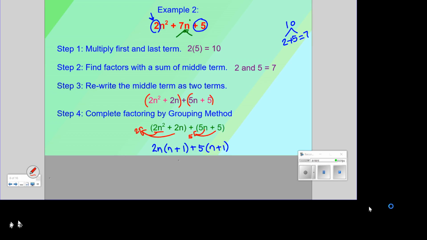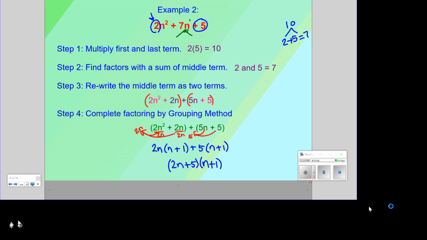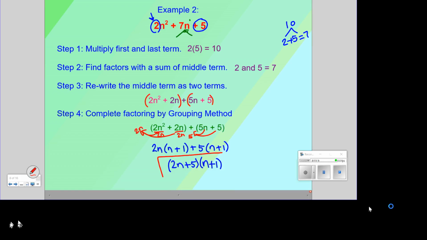When we divide 2n squared by 2n, we're left with n. 2n divided by 2n is 1. And 5n out of 5n is n. 5 out of 5 is 1. And so our polynomial, or trinomial in this case, factors to 2n plus 5 times n plus 1. Remember, you can always check if you factored correctly by re-multiplying this out and seeing that you end with 2n squared plus 7n plus 5.